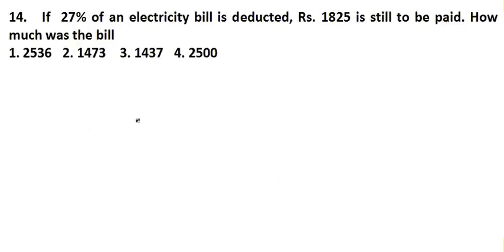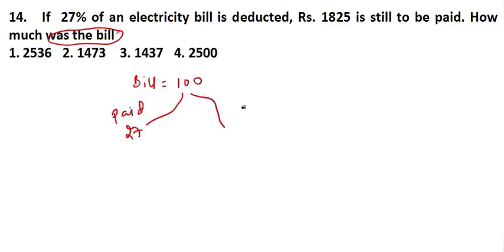Read the question. If 27% of an electricity bill is deducted, means 27% of the electricity bill is already paid and 1825 is pending. So how much was the bill? Suppose my initial bill is 100 rupees. I have already paid 27%, means out of 100, 27 I have paid.